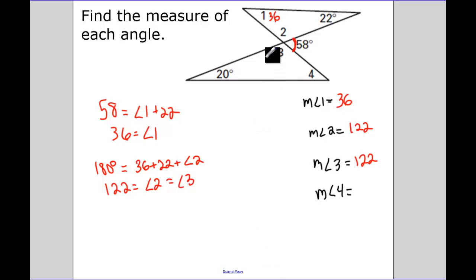Now angle 4, you have a couple different ways you could do it. You could say angle 4 plus 20 degrees is going to equal the exterior angle, which is 58. Or you could have done 22 plus 20 minus 180, or 180 minus that. So angle 4 ends up equaling 38 degrees.